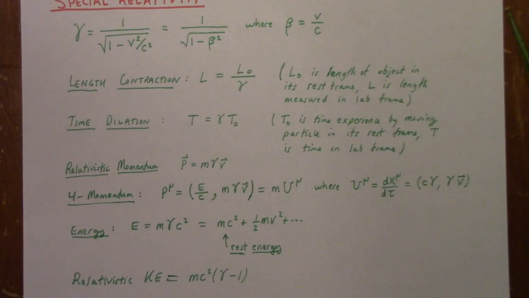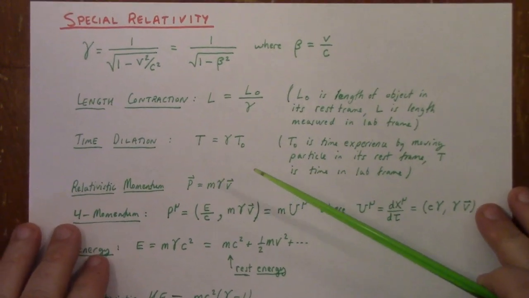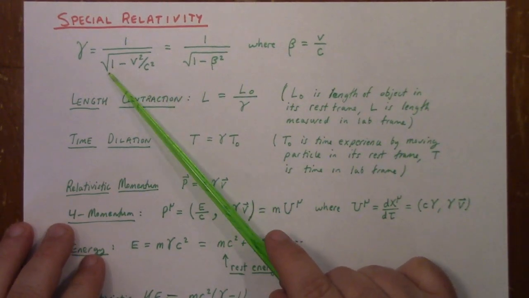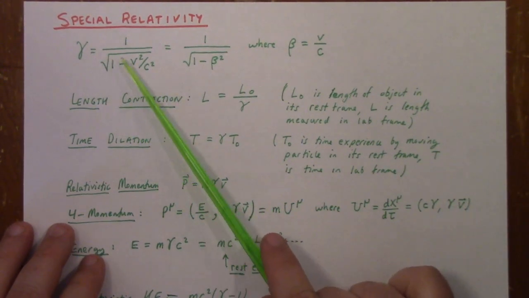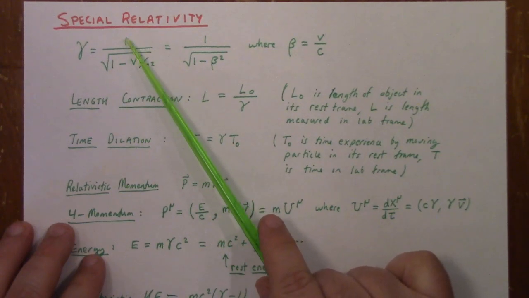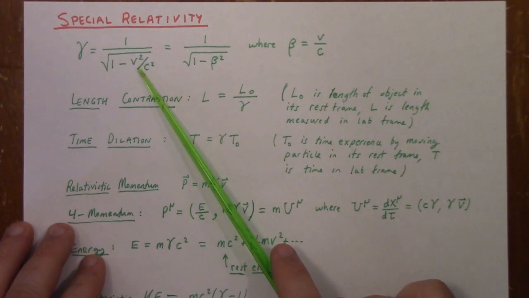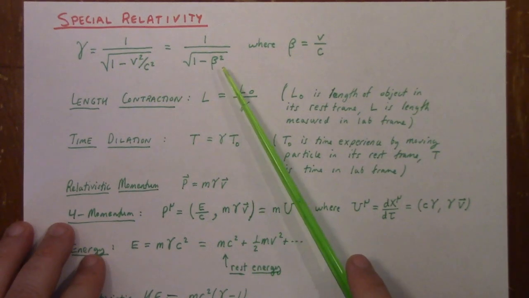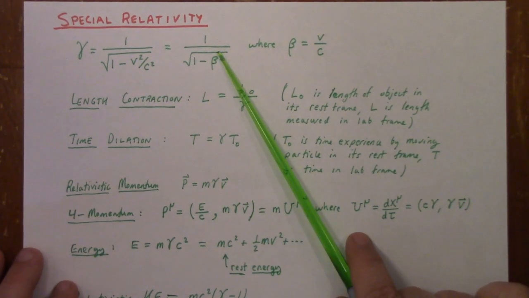So there's that. Now, here's a summary of special relativity as I've covered it. Basically, the main player here is this gamma. And gamma is this interesting 1 over the square root of 1 minus v squared over c squared, which becomes 1 if v equals 0, but otherwise, it's going to multiply things.